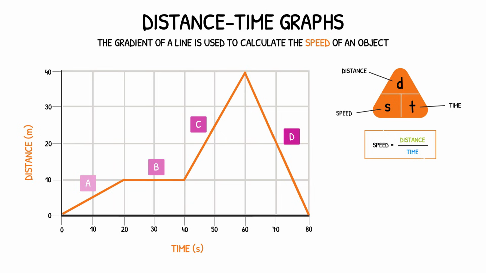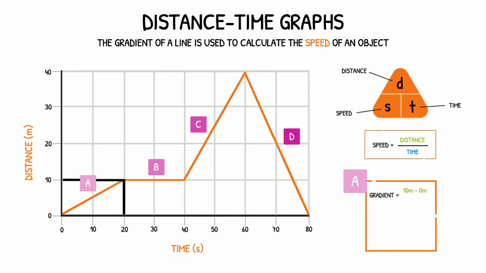For example, let's say we wanted to calculate the speed of the object at point A in the journey. The gradient of the line at this point in the journey is equal to 10 meters minus 0 meters divided by 20 seconds minus 0 seconds. This means that the speed of the object at point A is equal to 10 meters divided by 20 seconds, which gives a total of 0.5 meters per second.